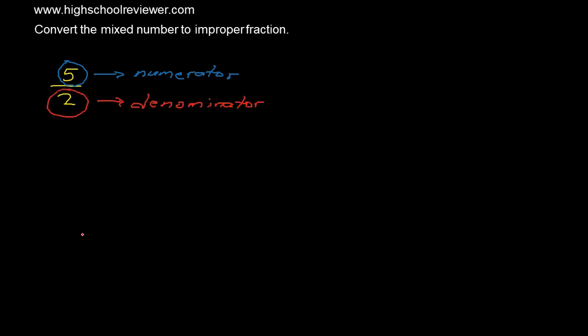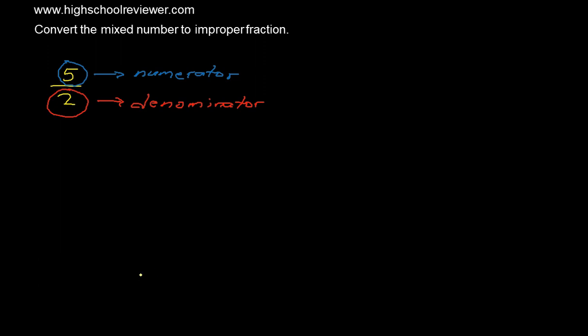Let us now proceed to improper fraction. What is an improper fraction? A fraction is said to be improper if its numerator is bigger than its denominator. For example, we have here 5 all over 2. 5 is the numerator and 2 is the denominator. As you can see, our numerator is bigger or larger than the denominator. This is an example of an improper fraction.